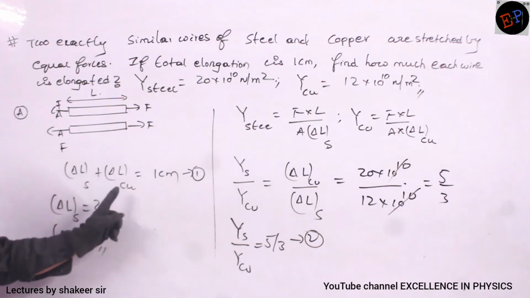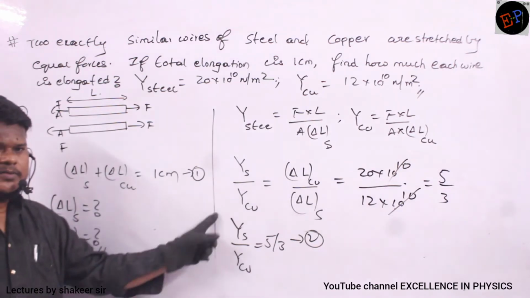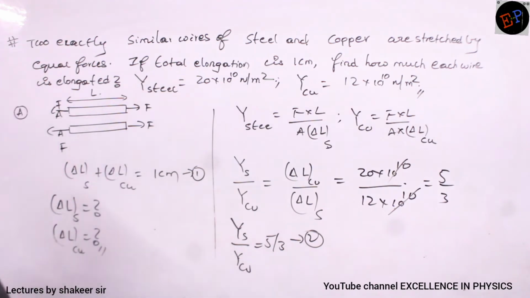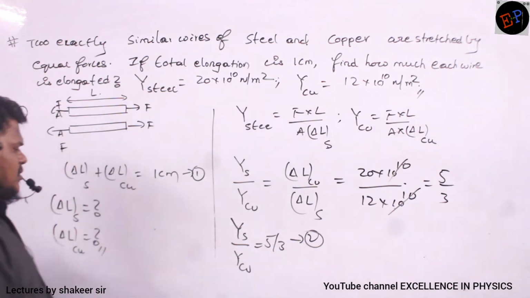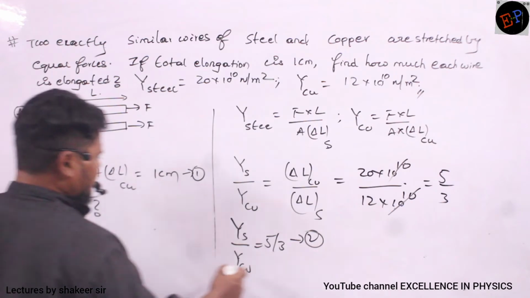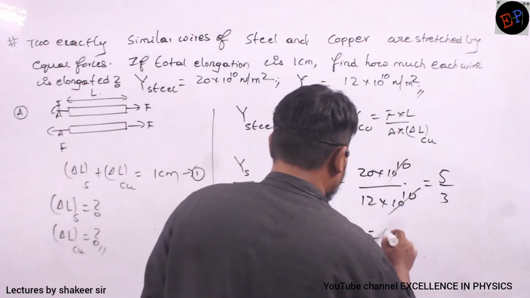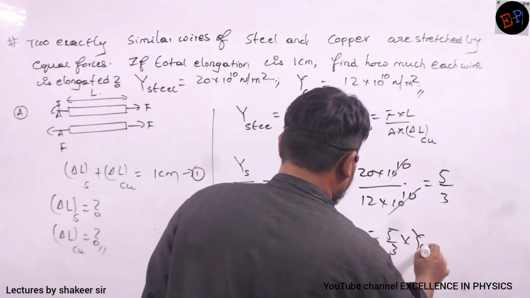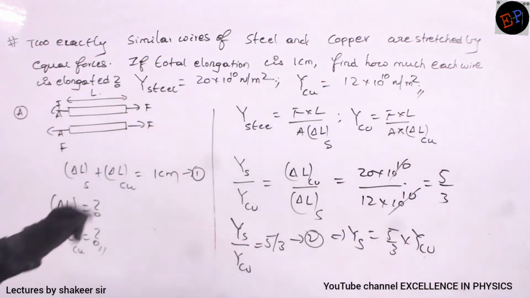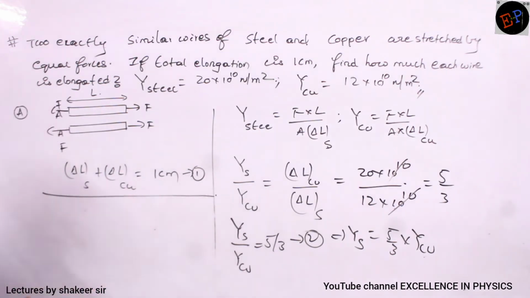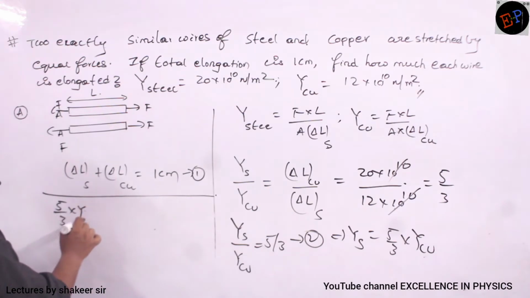Already I have one equation. How many unknown quantities here also? 2. Here also. To solve them, you will get the answer. Clear now? So how can you solve? You can do one thing. Y modulus of steel is how much now? It is 5 by 3 of Y modulus of copper. Take this value and substitute here, substituting in this equation.